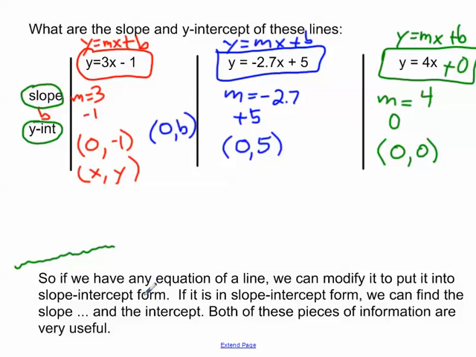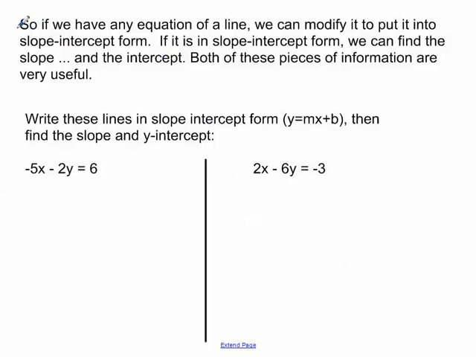So remember, at the very end of the last video, down here I said, oh, by the way, this is kind of foreshadowing. If we have any equation of a line, we can modify it to put it into that slope-intercept form. So let's go ahead and try and do that. Right here is that same paragraph. So if we have any equation of a line, we can modify it to put it into slope-intercept form, and that's what we're going to do, so we can get out our slope and our intercept. So this is going to be our goal, y equals mx plus b.